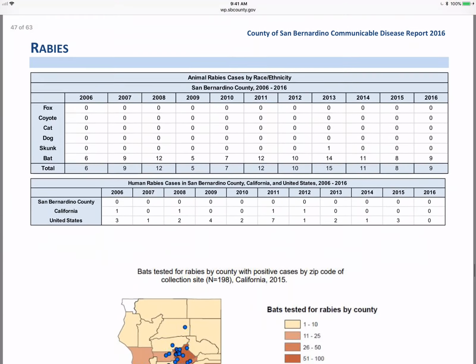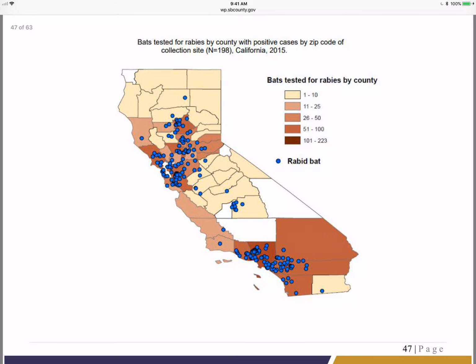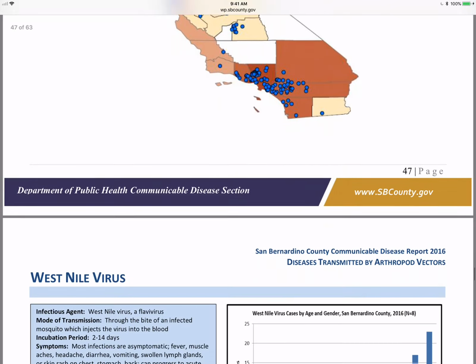So then we have California, rabies for California, actual rabid bats, or bats that were tested for rabies by the different counties, and the darker ones, we had more bats tested, and the lighter ones, the ones that are white, didn't have any bats tested.